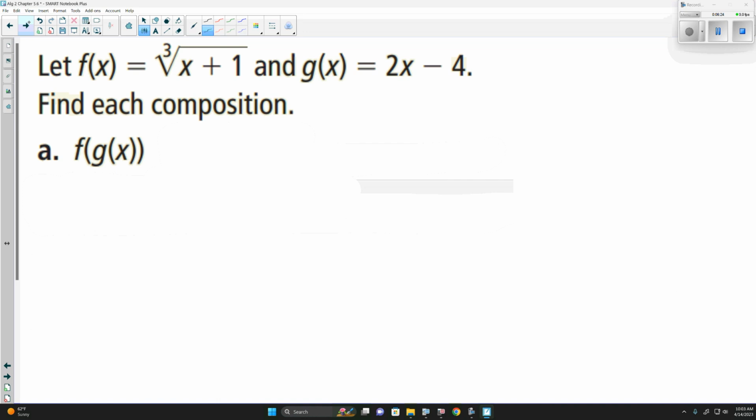We're going to find f of g of x. At this point, we can plug g of x in its place, because g of x, we're just replacing x for x, so we're really just plugging in 2x minus 4 in place of g of x. We're plugging x in place of x. It doesn't really change anything, so we now have f of 2x minus 4.